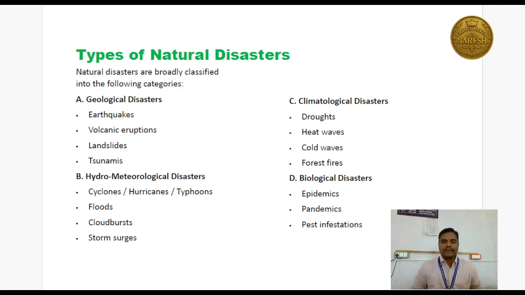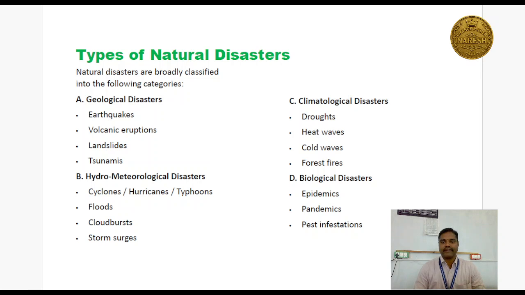Then these are the types of natural disasters. There are 4 types which are broadly classified. The very first is geological disasters. In that, earthquakes, volcanic eruptions, landslides and tsunamis come under geological disasters. Hydrological and meteorological disasters include cyclones, hurricanes, typhoons, floods, cloudbursts and storm surges. These are the hydro-meteorological disasters under category B. Then category C is climatological disasters, such as droughts, where there is no water and it is dry areas, you can say.